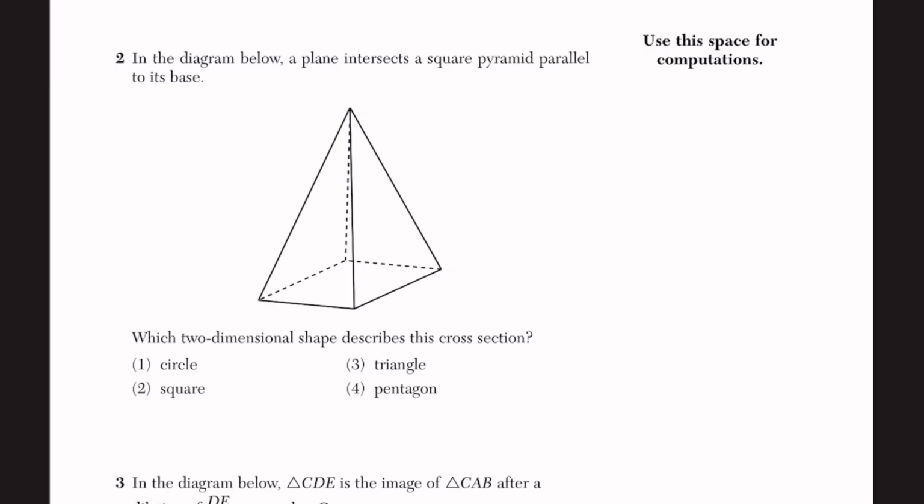Question number 2. In the diagram below, a plane intersects a square pyramid parallel to its base. Which two-dimensional shape describes its cross-section? So for this question, a plane would kind of look like a flat sheet of paper that slices through the object, right? And the cross-section is just the image that shows when the two things intersect. So when the plane intersects the pyramid, what is the shape of the intersection that you see on the plane? For this case, it's going to look like a square, right? So the answer is 2, square.